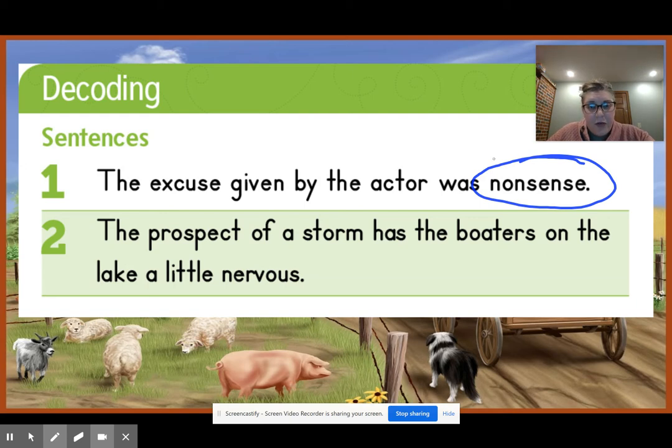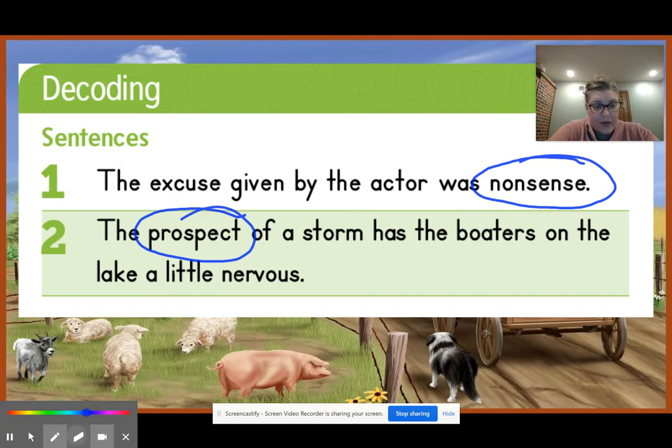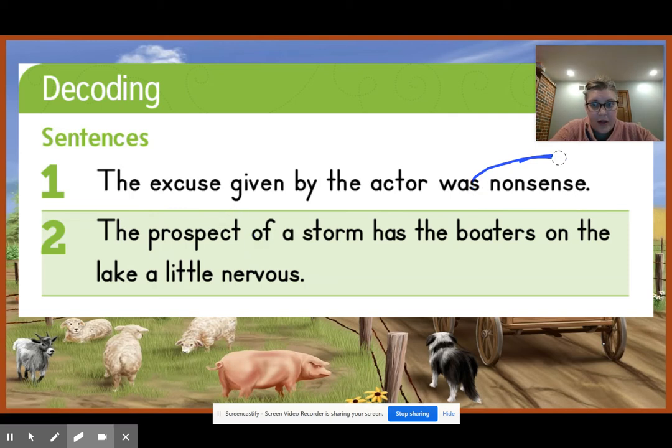All right, read line 2 for me, please. Very good. The prospect of a storm has the boaters on the lake a little nervous. So here, our target word is prospect. They're seeing something in advance. They're seeing warning signs of a storm that's making them nervous, which kind of sounds familiar to what a lot of our meteorologists were doing this week, right? They were thinking about the prospect of this storm and what the repercussions might be. Very good. Okay, let's go on to our next slide.